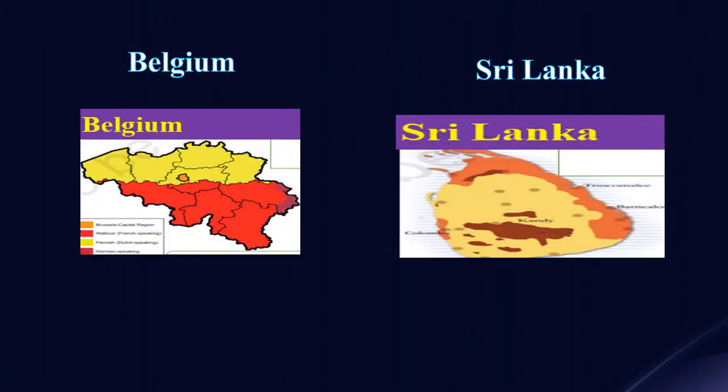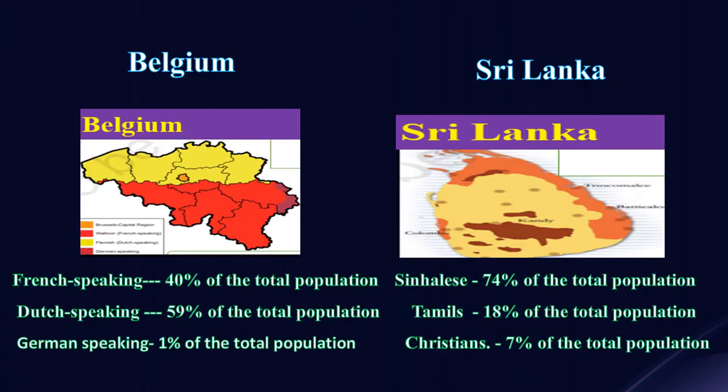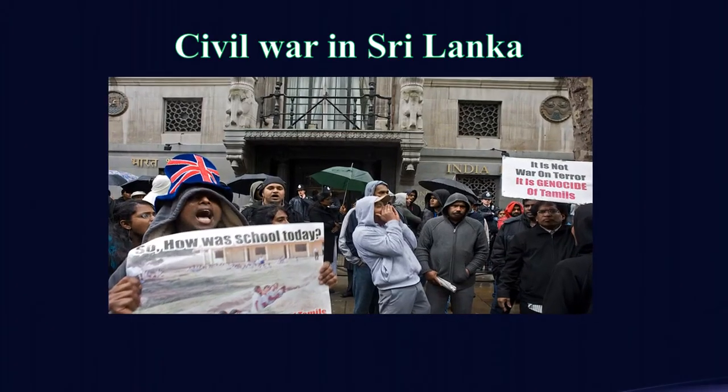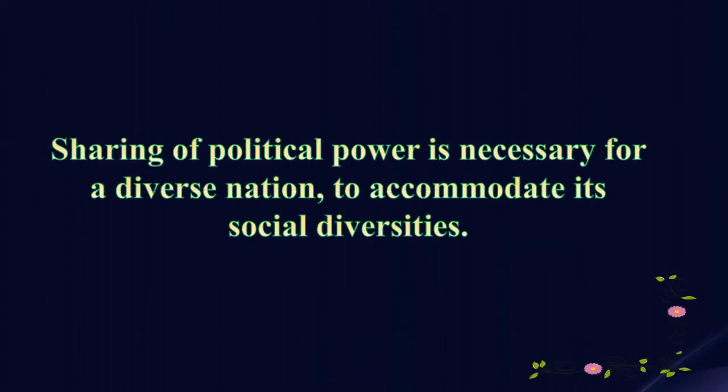In this chapter till now we have discussed the case studies of two countries, Belgium and Sri Lanka. We saw that both countries had a diverse population and both countries faced ethnic problems. While Sri Lanka failed to accommodate its ethnic problems, the Belgian government accommodated its ethnic problems successfully by power sharing in different manner. Thus we consider that power sharing is necessary for a diverse nation to accommodate its social diversities.